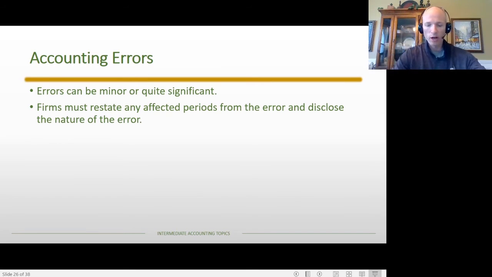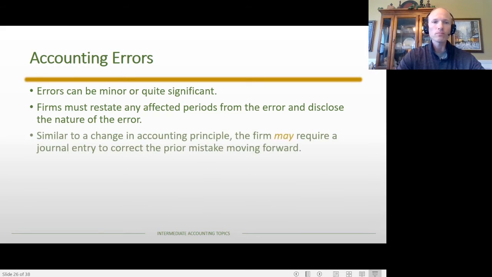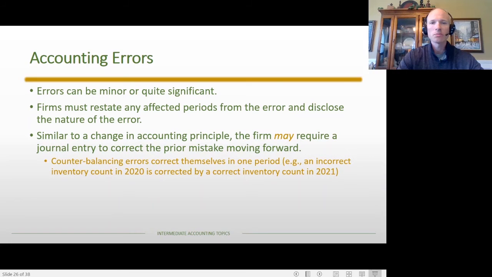So I just want you to be aware of that. That can be a big deal. All right, similar to a change in accounting principle, there may be a journal entry. This little piece is a little out of order from your lecture guide, but I just felt it flowed a little better here. The reason why I say may is because there are two types of errors.